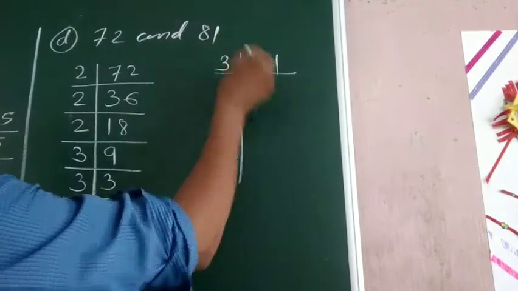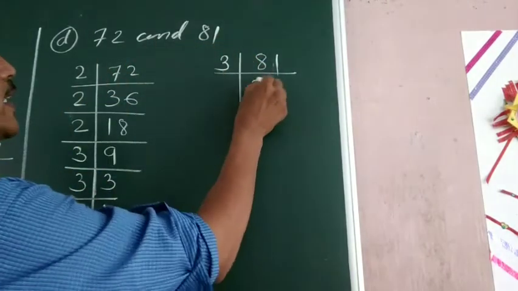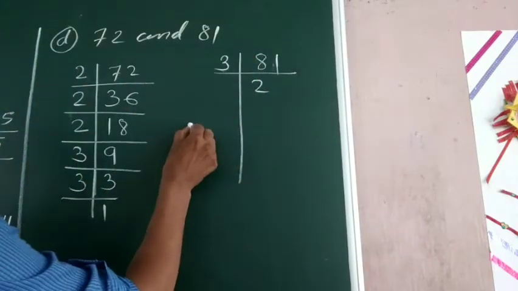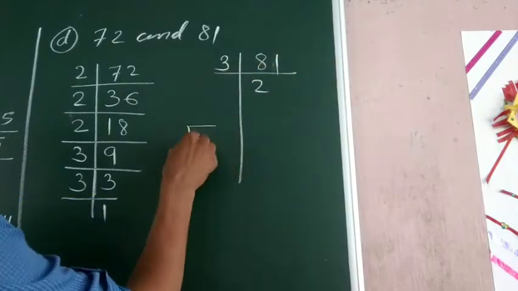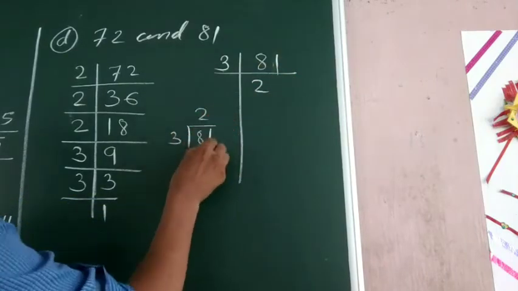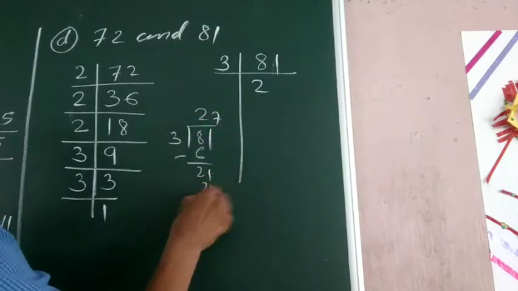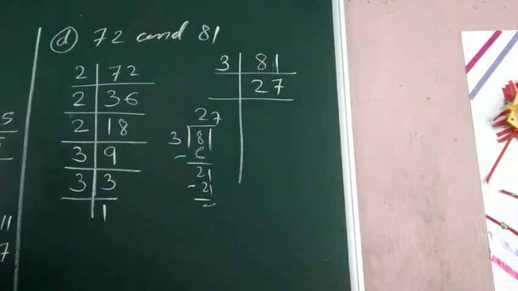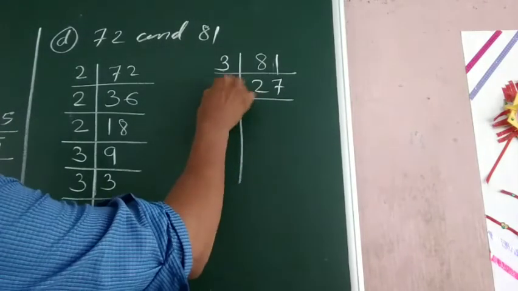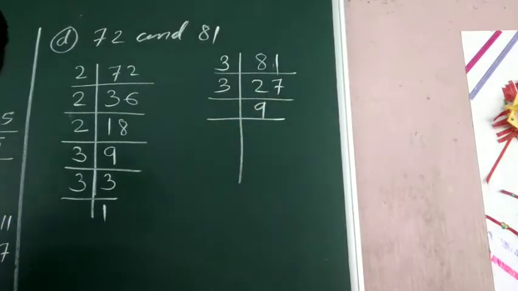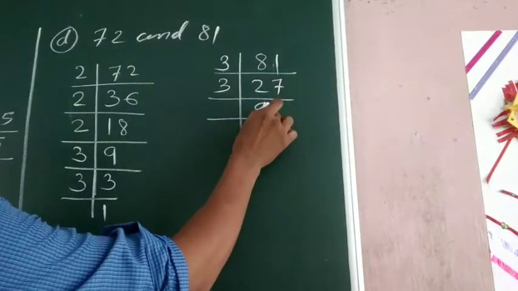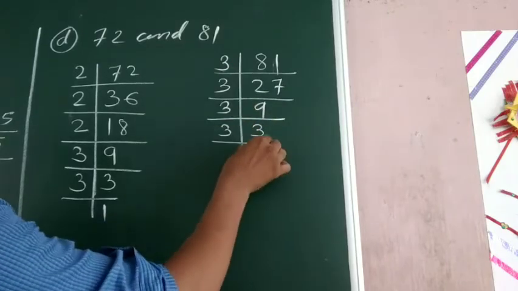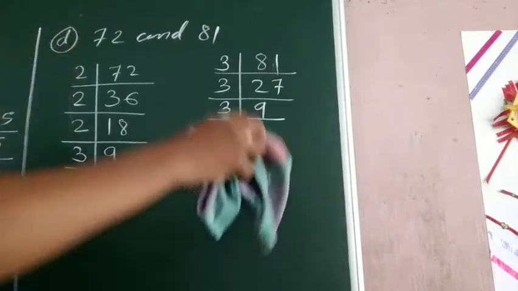And now see 81. We cannot divide this 81 by 2 because it is an odd number. So divide 81 by 3: 3 2s are 6, and 3 7s are 21. This way the answer is 27. Again 27 is an odd number, so divide by 3. Now 3 9s are 27. Your answer is 9 here. Again 3 3s are 9. Now 3 1s are 3. Okay.